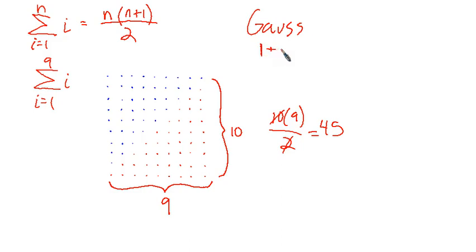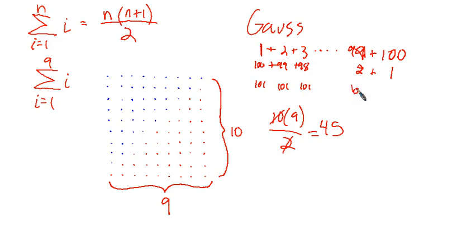He said, if I add up 1, 2, 3, up to 99 plus 100, well, I could take this, repeat it, and put it down here, 100, 99, 98, down to 2, 1, and add this up. Add these, and that gives me 101, and add these, that'll give me 101, add these, it'll give me 101. Every one of these columns will give you 101.